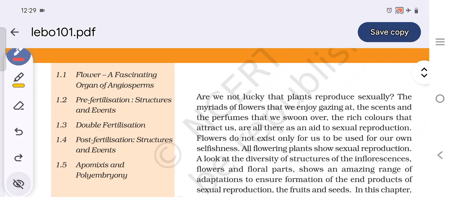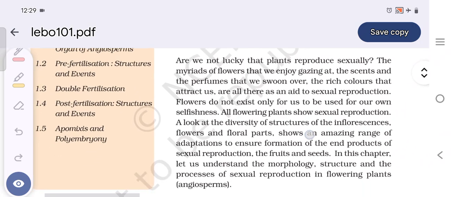In this chapter, you will be dealing with 5 topics. The first one is the flower, where you'll be learning the structure of the flower. Then you have what happens before fertilization, that is pre-fertilization. The fertilization taking place in angiosperms, you call it double fertilization. Then you have the events that take place after fertilization, which comes under post-fertilization, and some special cases and special examples of apomixis and polyembryony. These are the important topics which we'll be dealing with in this chapter.